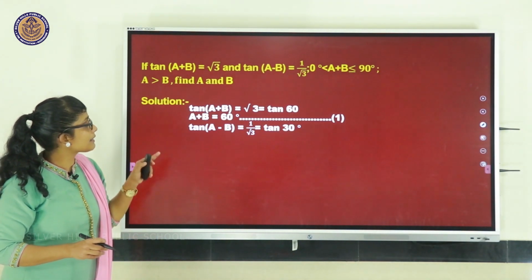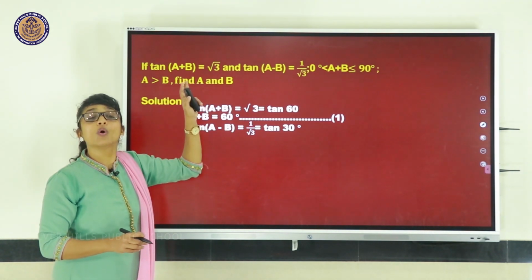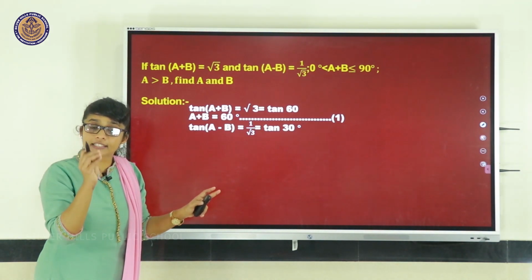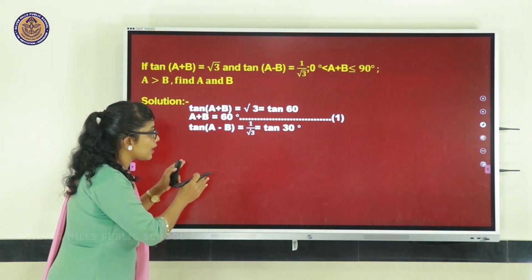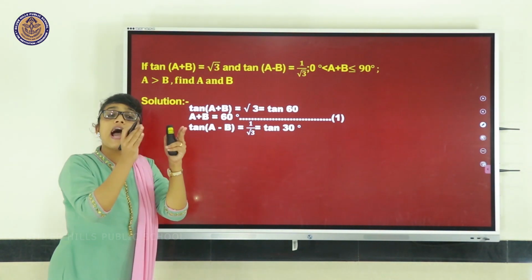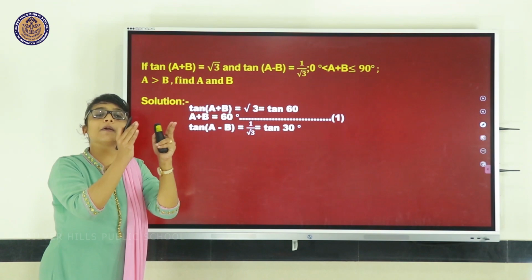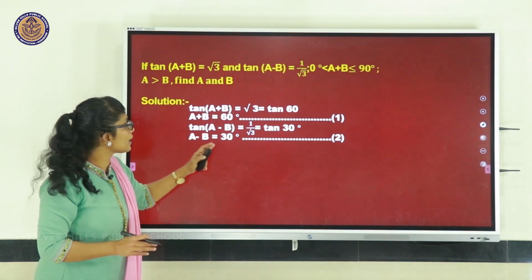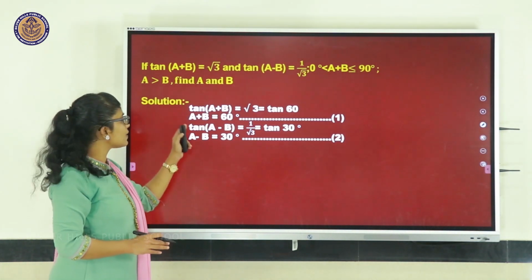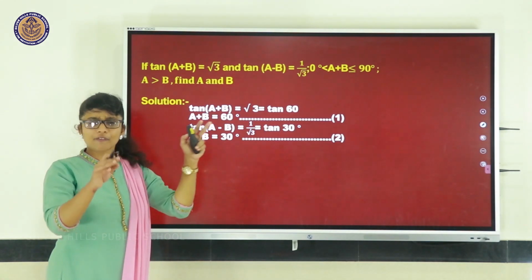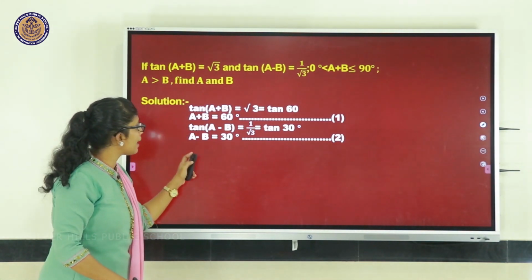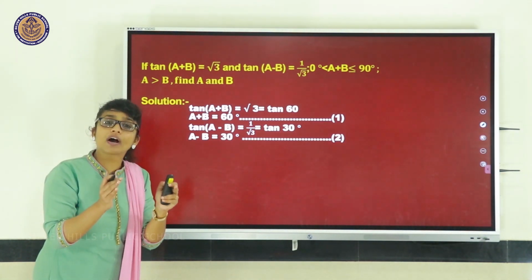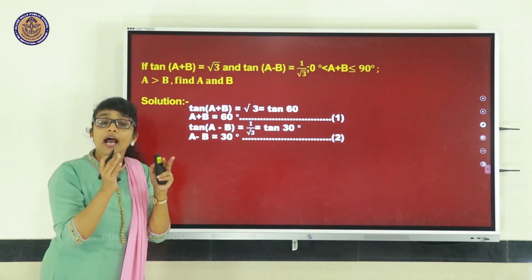And second one, tan a minus b equal to 1 by root 3. Then what is 1 by root 3? That is tan 30. Tan a minus b equal to 1 by root 3 and tan 30 is also 1 by root 3. Therefore, we can write a minus b equal to 30 degree. And first, a plus b equal to 60 degree, we can give equation number 1. And a minus b equal to 30 degree, that we can give 2.